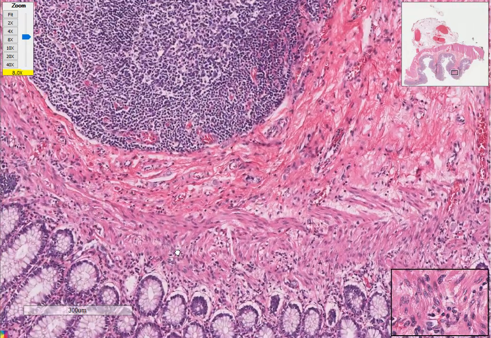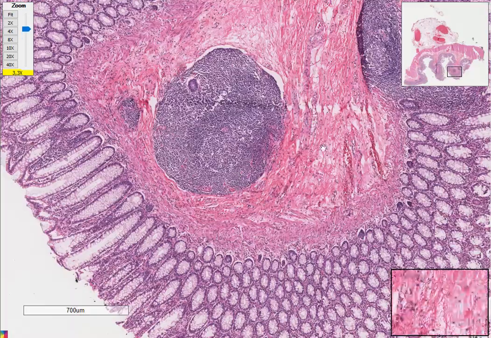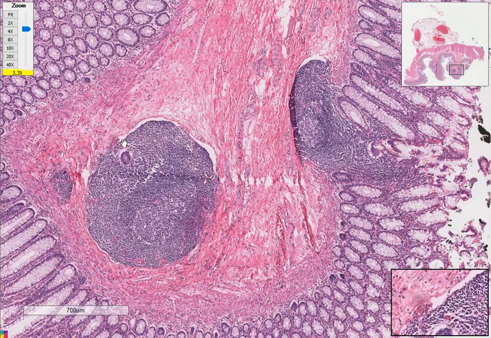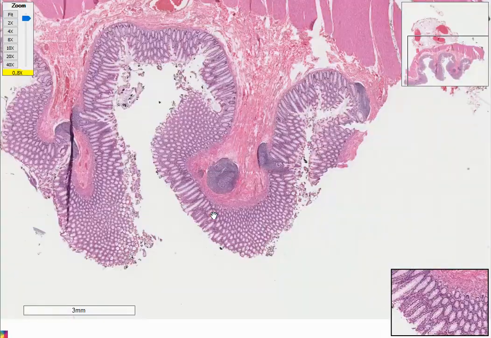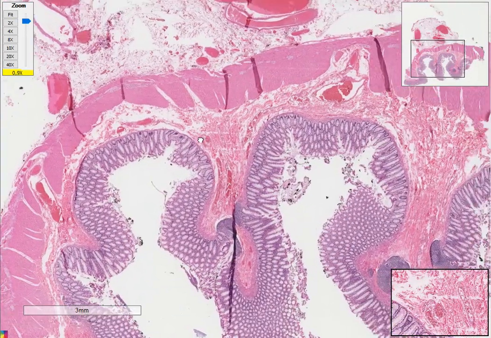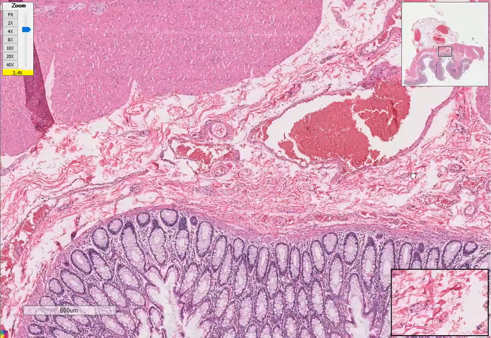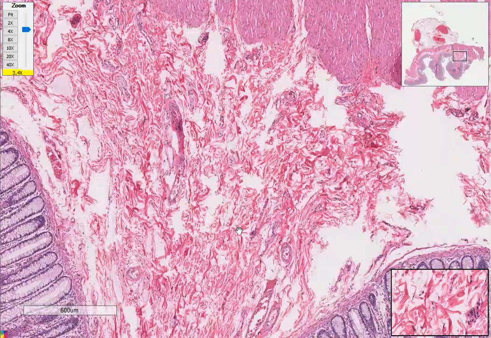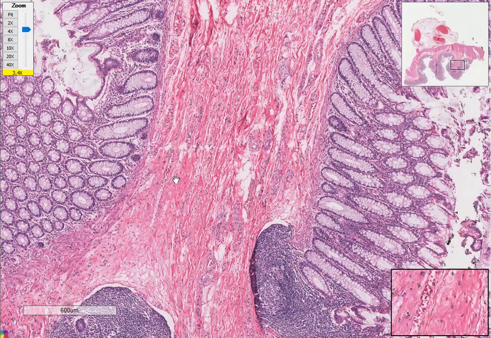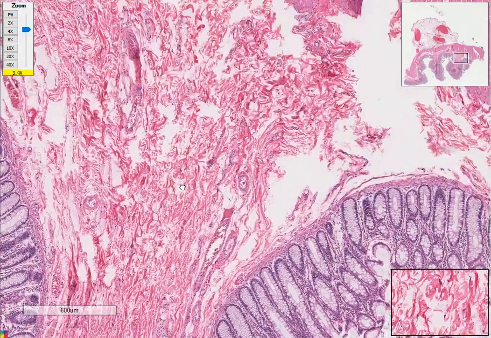And then deep to the muscularis mucosa, we've got the submucosa, and we also get immune cells. You can see here is a lymphoid follicle. This is quite normal. It's good for us because it protects us. And you can see it's almost cellular in this section, but you can see quite a lot of connective tissue here.